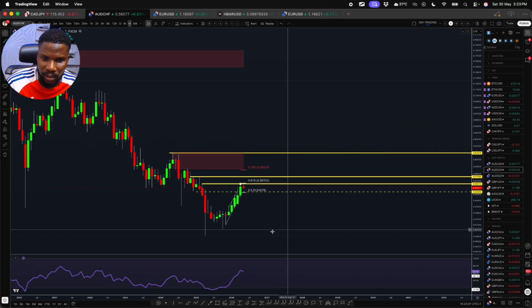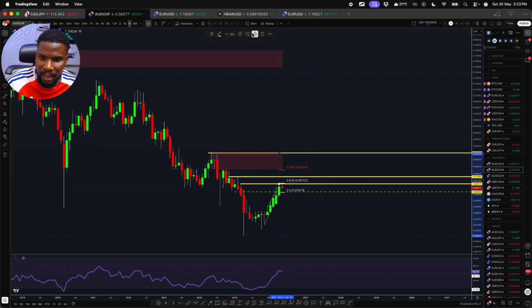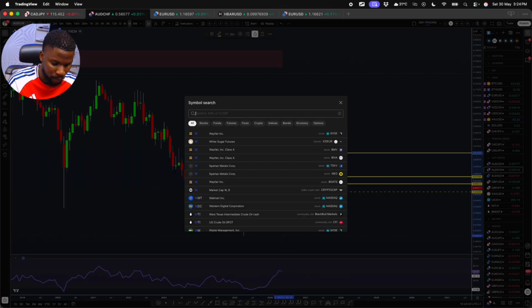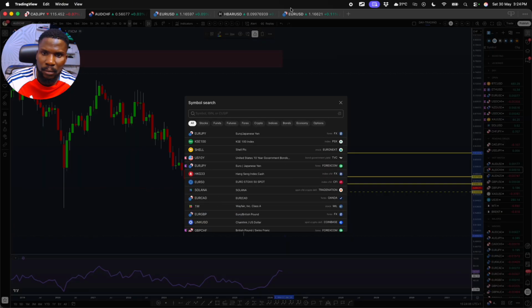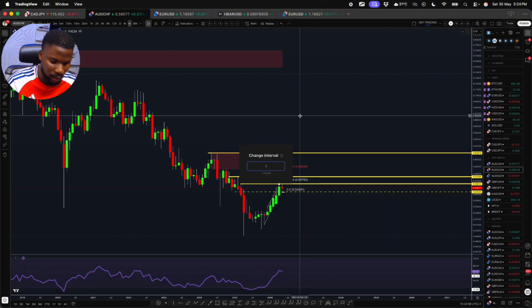If we take a look at this on the monthly band, this looks super impressive, and we have our correction already at 61.8 Fibonacci, just about already. So let's take this to the weekly band. Okay, 1 week.